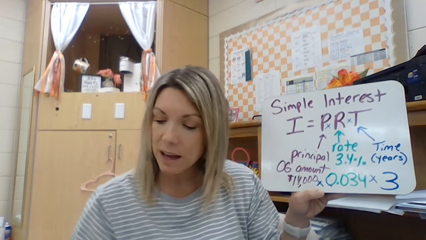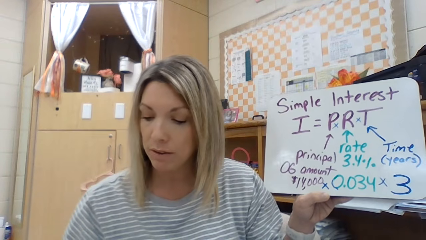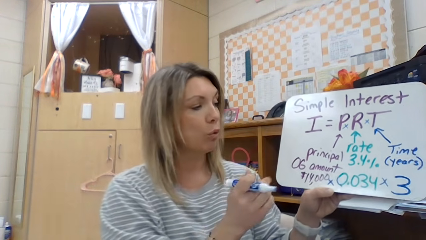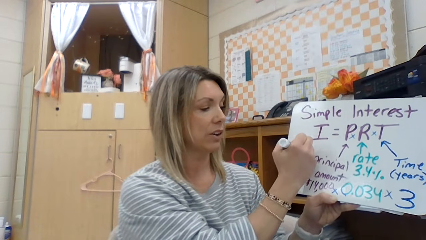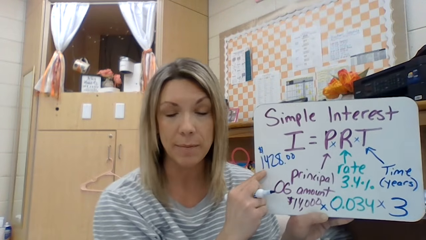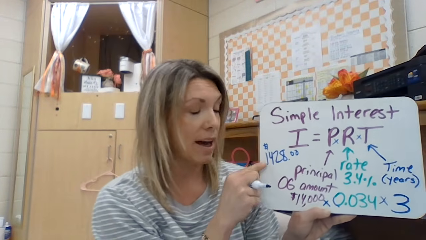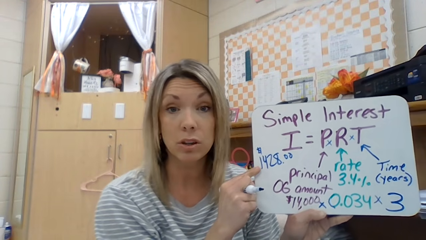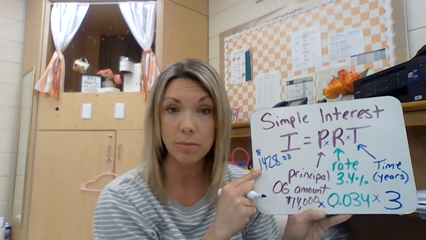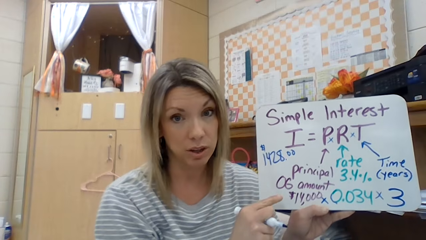So 14,000, I'm going to do it in the calculator for you. 14,000 times 0.034 times 3 gives us 1428. If you've got a calculator at home or you're doing this, that is the interest that you've got to pay. Now, if I go buy a car for $14,000, am I only going to go up to the register or the office and say, okay, $1,428, is that what I'm going to pay? No, that's just the interest added to the original amount.